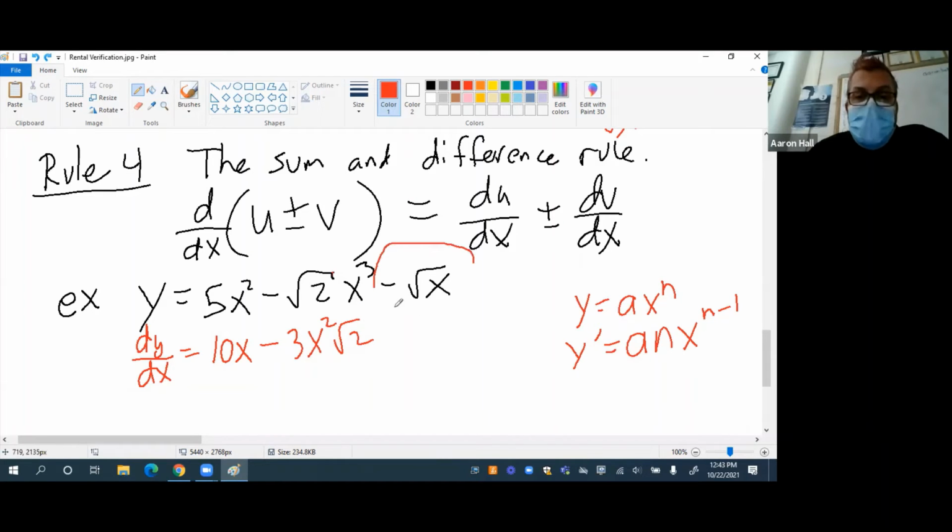All right, what about this last one here? What is this if I rewrite it using our laws of exponents? Yeah, so if I take the derivative of that, what do I get? Well, it's actually negative, right? We should have that negative.